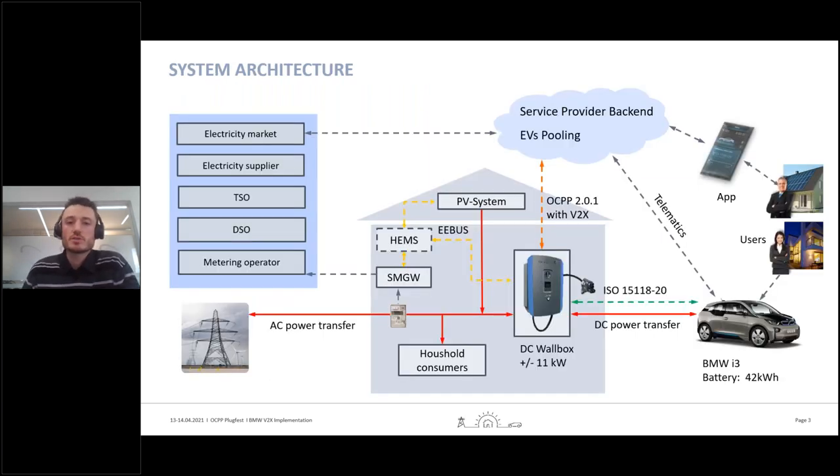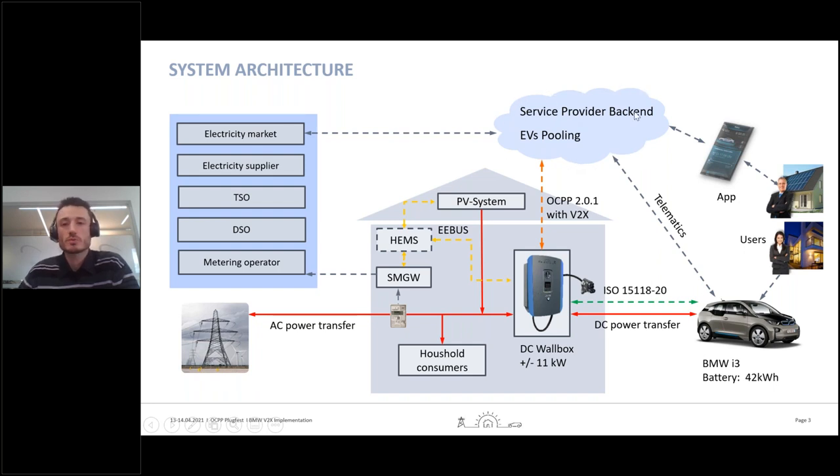In this slide, you see the system architecture we use to realize this use case. So it's a simplified architecture for the private household. So we have, of course, a bidirectional electric vehicle, a bidirectional wall box, Kostal wall box with DC power transfer. It could charge and discharge at 11 kilowatts. It communicates with the vehicle with ISO 15118-20 draft version. It communicates through the OCPP communication with the V2X functionalities with a backend or CSMS that we developed at BMW.